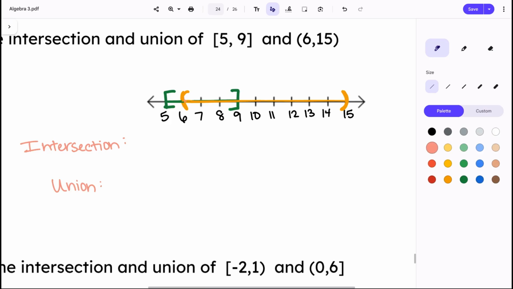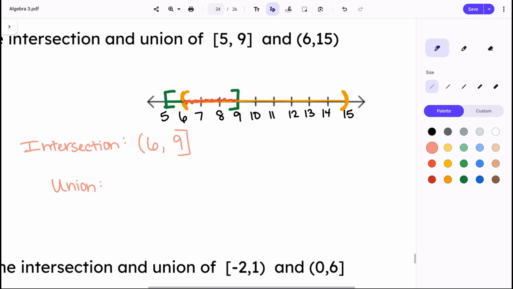6, 7, 8, 9. So right here. Well, that's not a very good color, but right here is where they overlap. So the intersection is going to be between those numbers. We're going to start at 6, but it's a parenthesis on 6, so we have to keep that notation the same. Then it goes up to 9, and 9 has what? Parenthesis or bracket? Bracket. So that's your intersection. That's where they overlap in the middle.